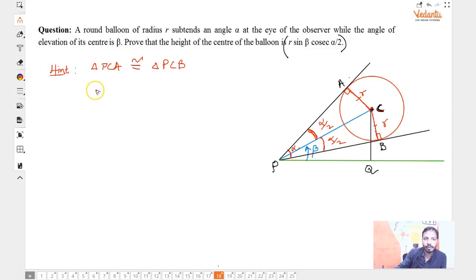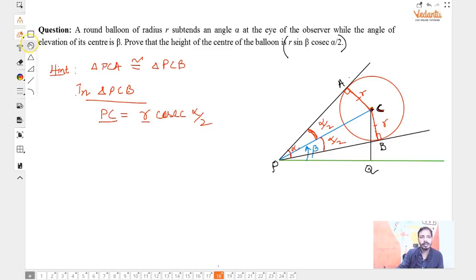So from here, in triangle PCB, if you see this triangle, what can you get? What is the length PC? PC can be written as R, right? So how can I write it? What is the relation between these two? Don't you think this will be R cosec alpha by 2?